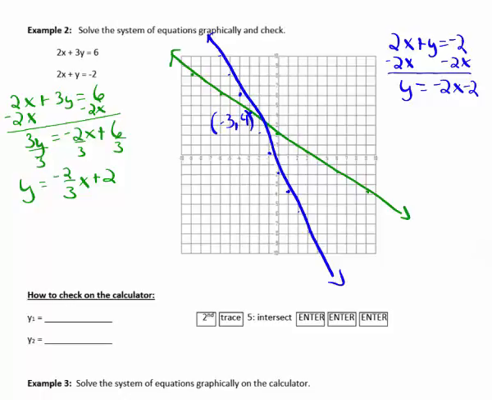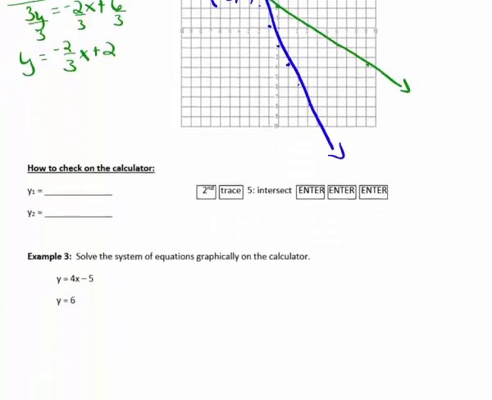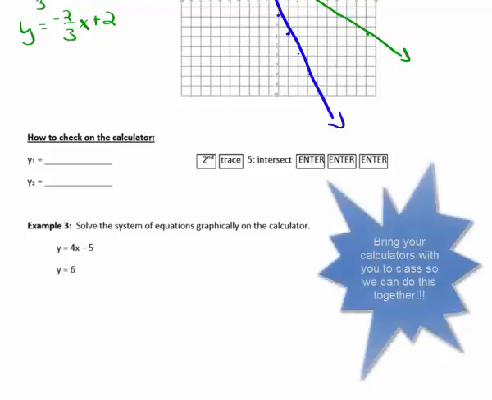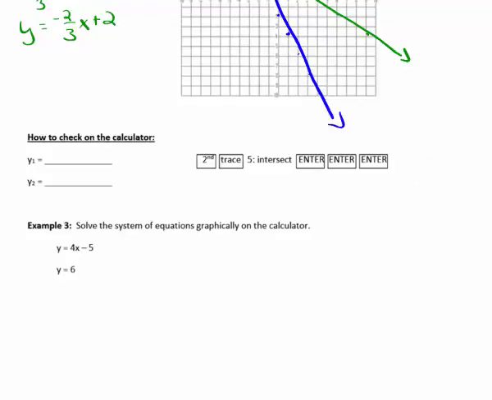We're going to talk about how to do the calculator work and how to do your trace and so on. We're going to save this problem for tomorrow in class, so we can do it together so everybody knows how to use their calculators. All right, any questions?